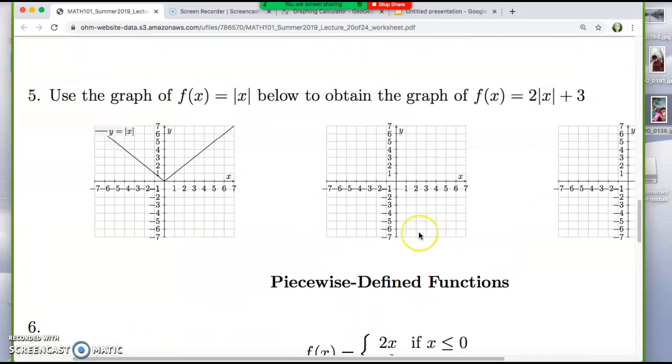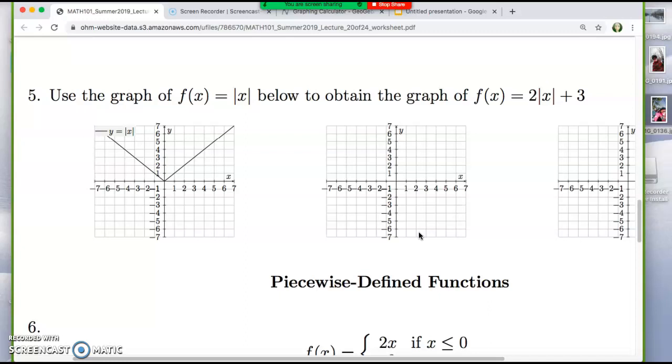All right, so let's move on to our last one, number 5. So when it comes to transformation of function, for number 5, again, we're given the original function f of x, the graph of absolute value of x, v-shaped, and they want us to obtain the graph of f of x equals 2 times the absolute value of x plus 3.